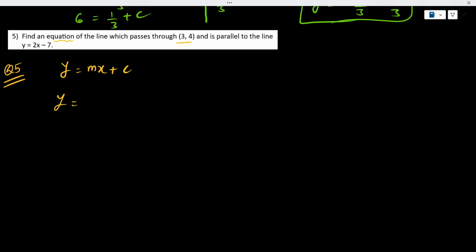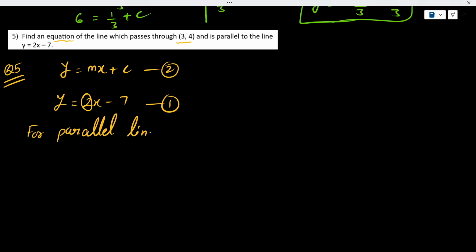So another equation is given as 2x minus 7. Now this is already in gradient form. So what is this gradient here? This is your equation 2. This is your equation 1. Because there are two lines, right? That's why they are parallel, it's given. So you can write down here for parallel lines, what is the relationship between their gradients?